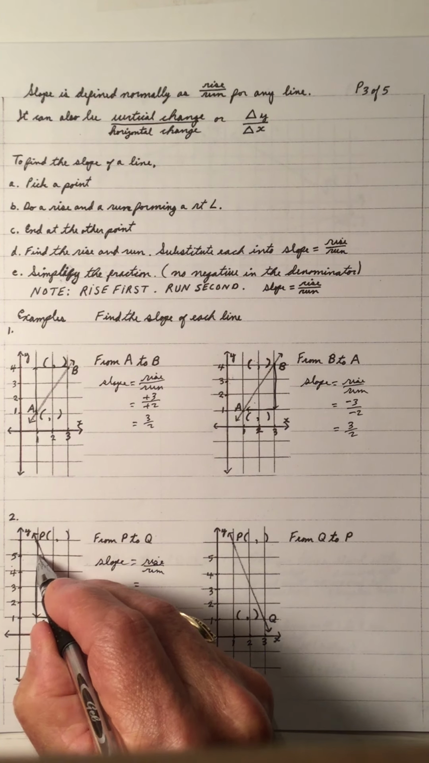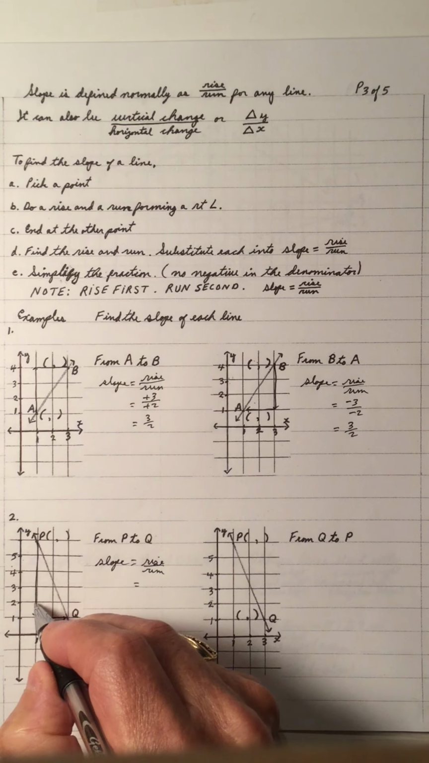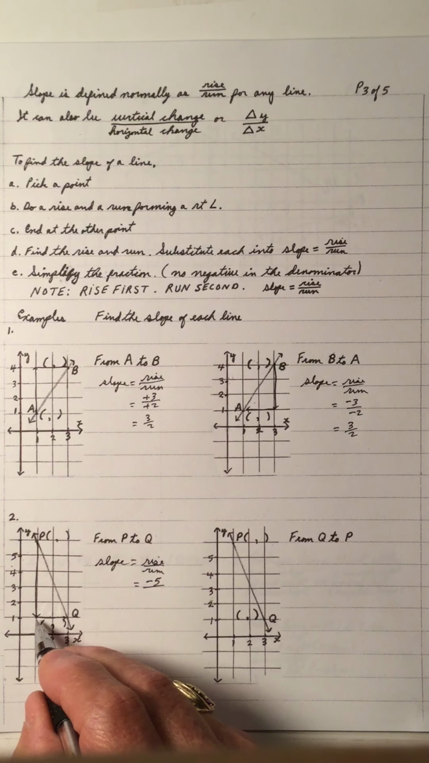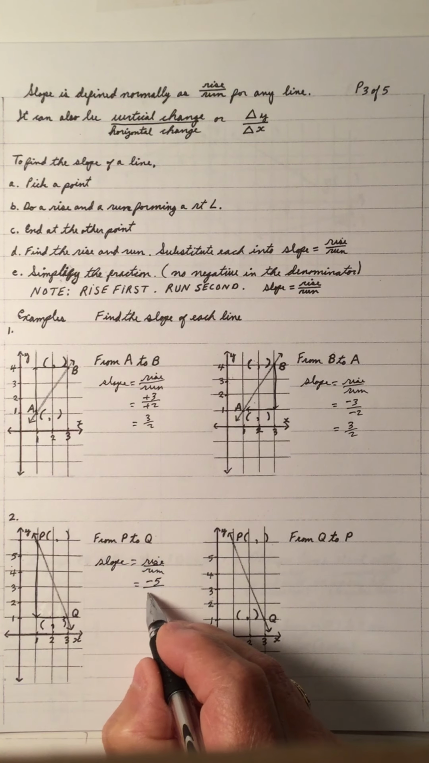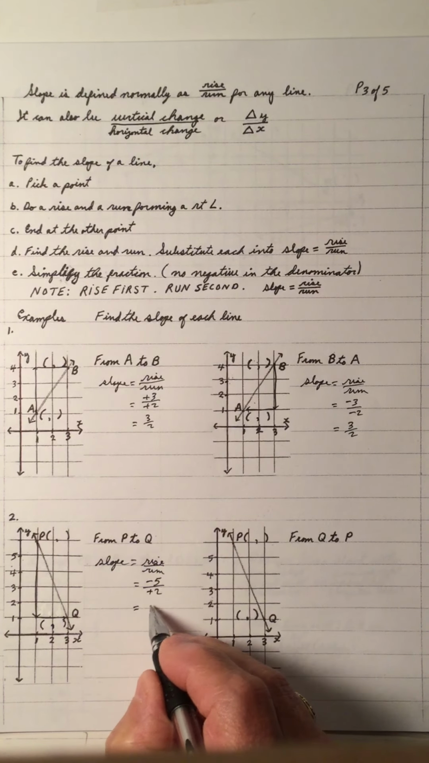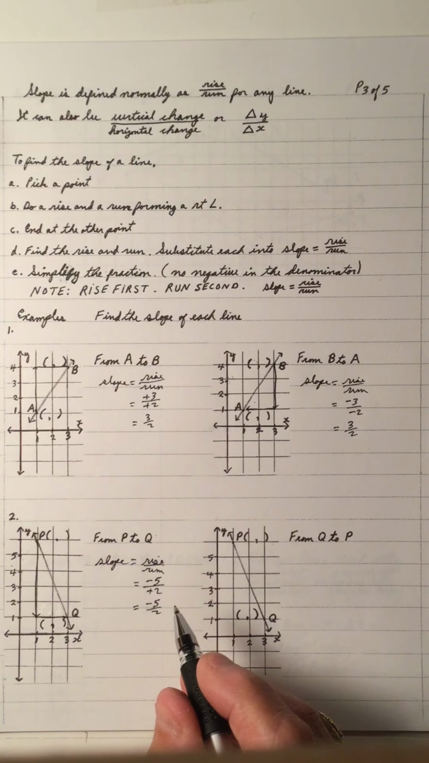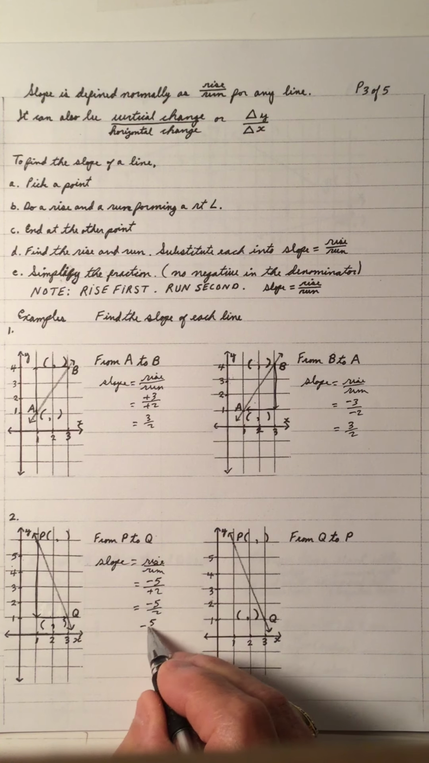Okay, 1, 2, 3, 4, 5. Negative 5. Down is negative. 1, 2 is plus 2. So that's negative 5 over 2, or you could also call it negative 5 divided by 2. It's the negative of. It's either or.